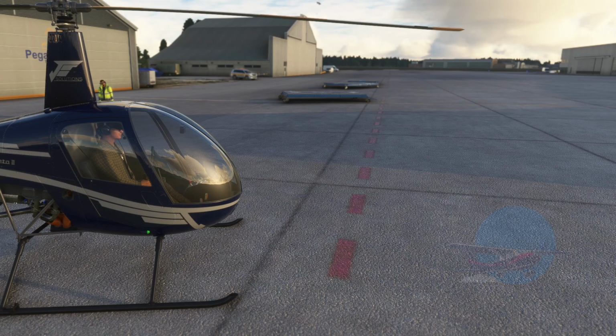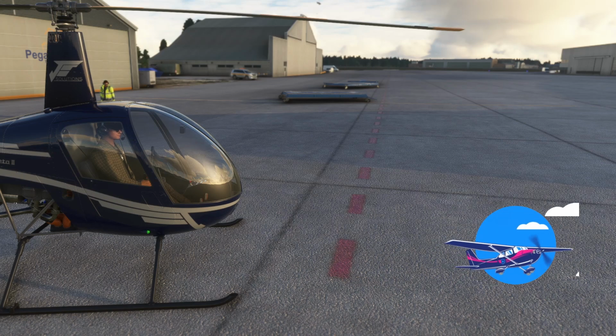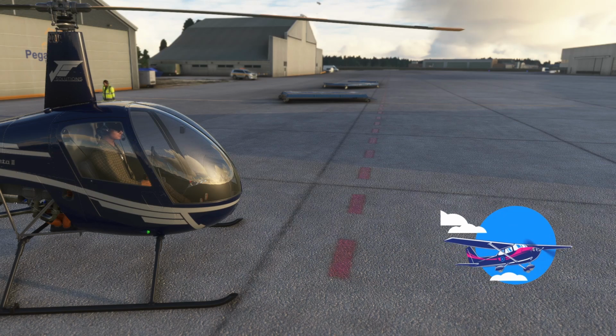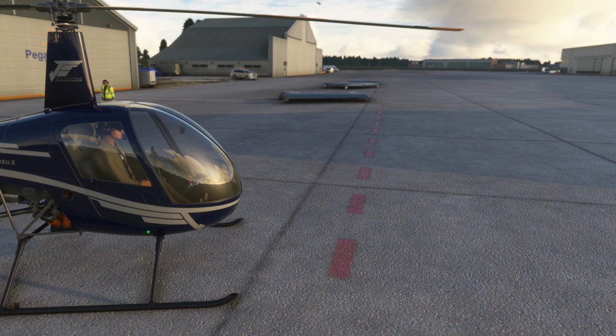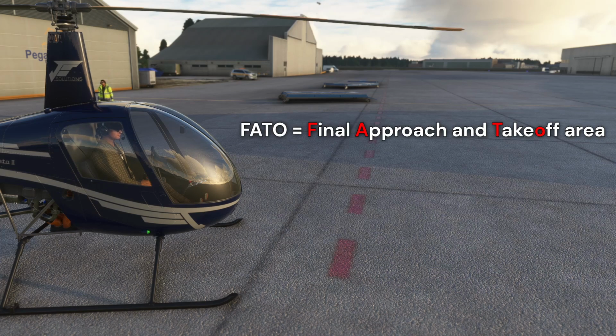As a GA aircraft gets a taxi clearance to the runway and departs from the runway, helicopters tend to depart either from the ramp itself or from what is called the FATO. So, what is the FATO? Well, it is an abbreviation for the final approach and takeoff area, and it is often combined with a runway designator related to the flow of fixed-wing aircraft.